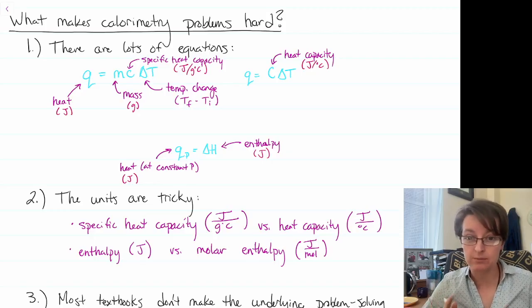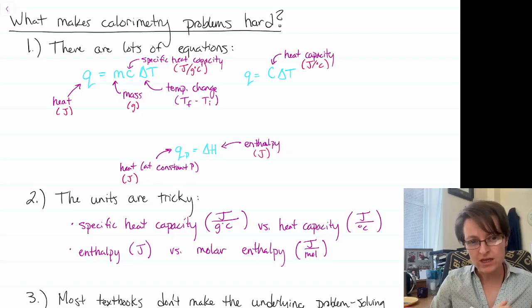Okay, so what makes calorimetry problems hard? I think the first thing is that there's a lot of equations. Calorimetry problems are always going to ask you to solve for heat, that variable Q, but Q equals mc delta T. Q equals capital C delta T. And now we've just introduced that also at constant pressure, Q is equal to delta H, the enthalpy. And so knowing when we're talking about heat, which of these three equations to apply and where can be really challenging.